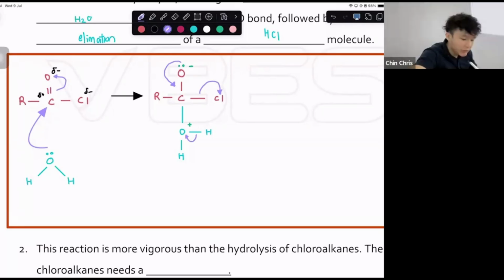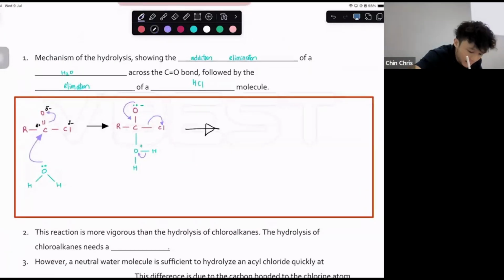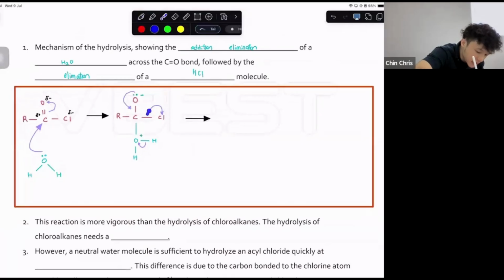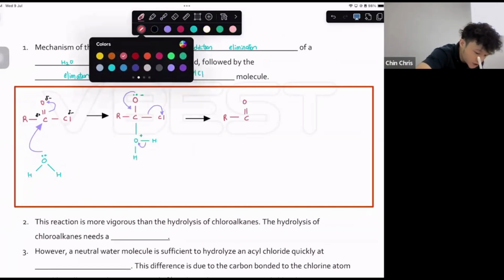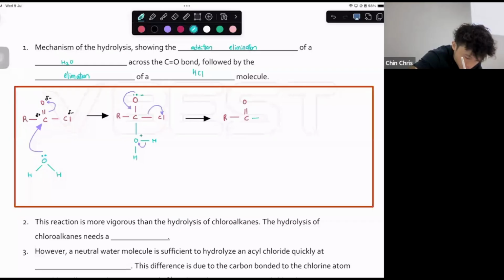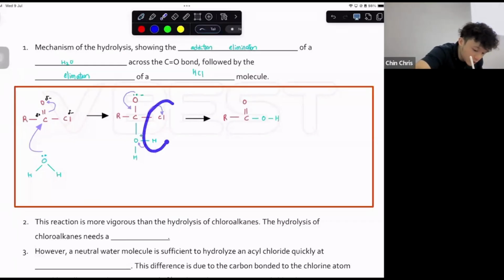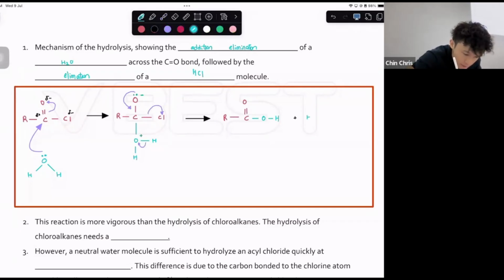Alright guys, finally, the last part. When the C-Cl bond breaks, you have an R, C, double bond O formed back. Can you see that? So this one is also broken. This is a COH, so your COH is here now. Your H and Cl will combine together, forming HCl. Done.